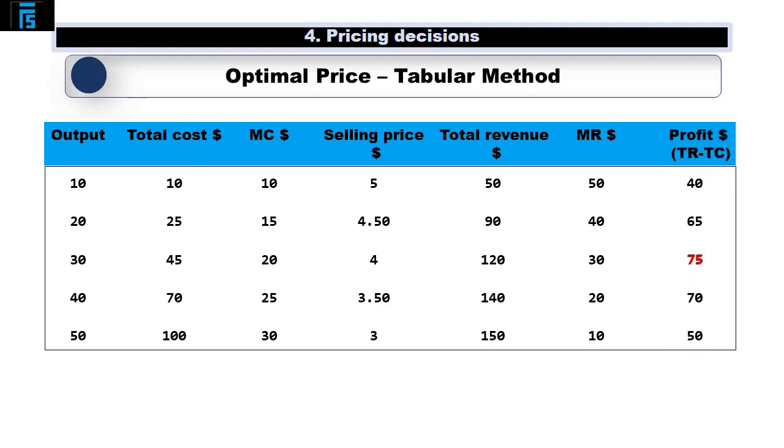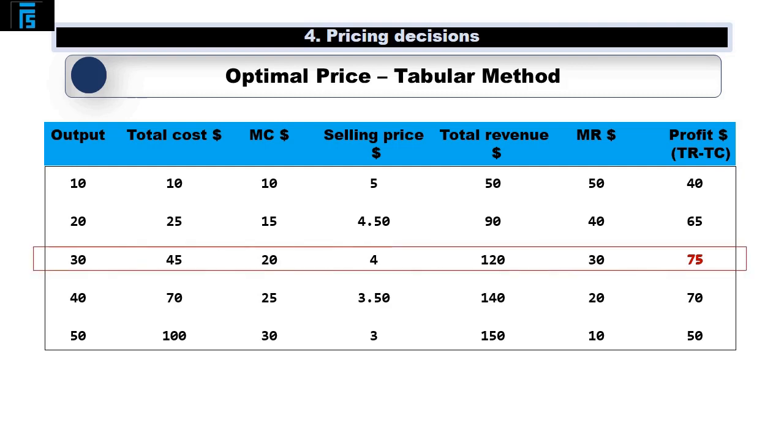We can also find the profit we can generate at each output level by deducting the total cost from column 2 from the total revenue in column 5. At the output level of 10 units we generate $40 of profit, at 20 units $65, at 30 units $75, at 40 units $70, and at 50 units $50. So we can immediately see that the optimum output level is 30 units, as this generates the maximum profit.